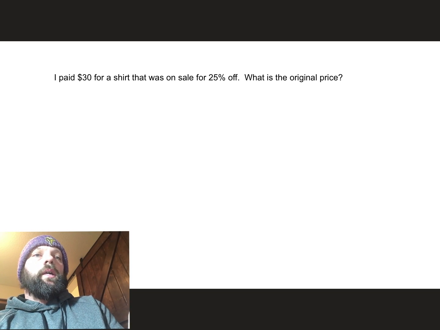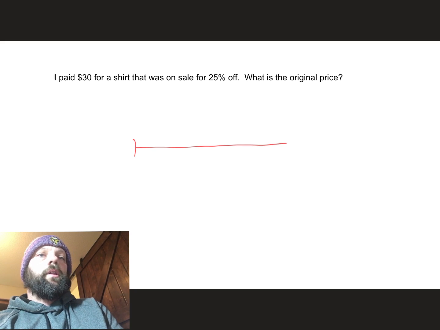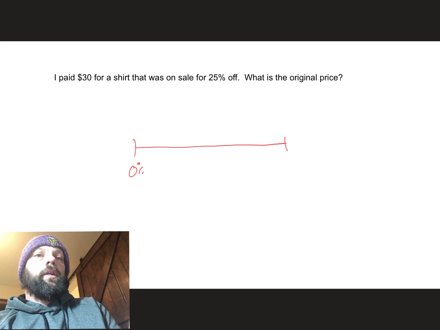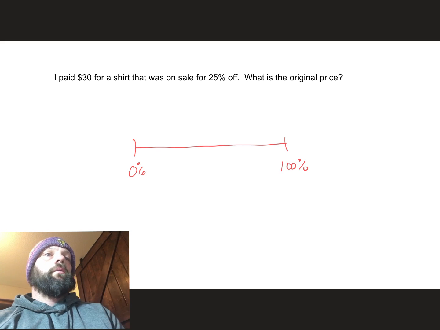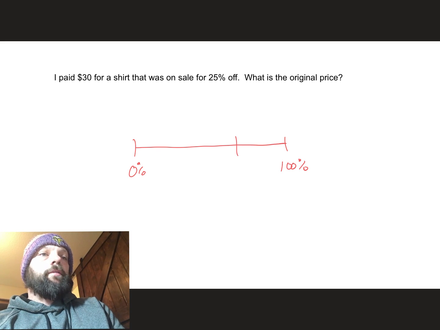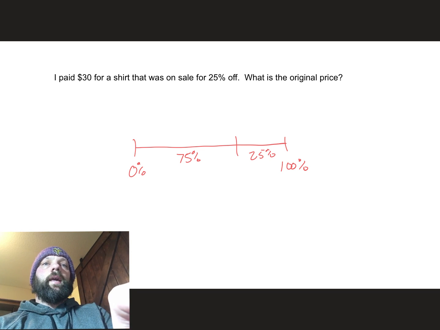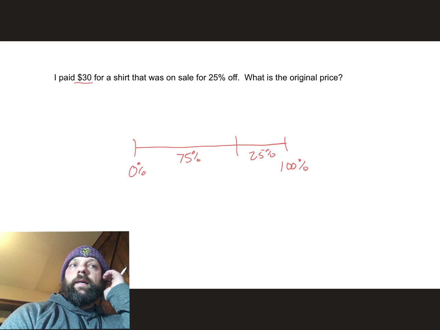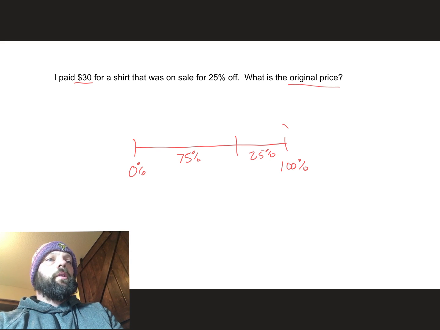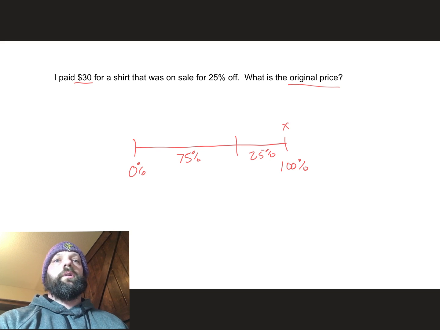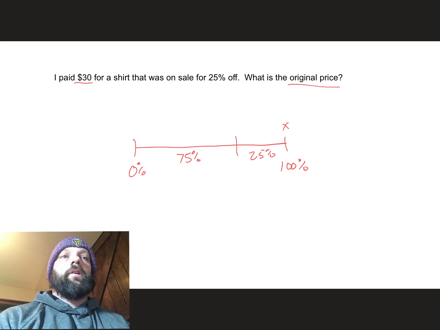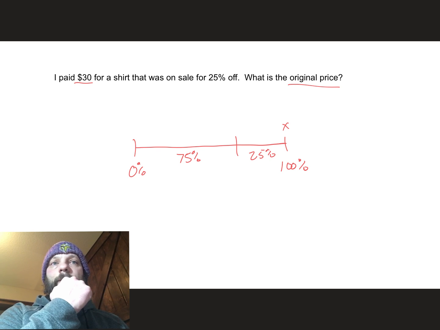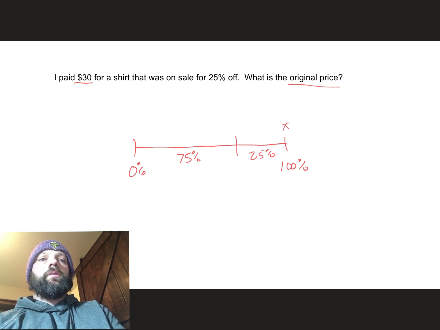Okay, so again, I'm going to draw my number line out here, and I have 0%, 100%. It was 25% off, so again we have our 25% here and 75% here. But then you paid $30 for the shirt, and we're looking for the original price. So we know that our original price is what is unknown. Therefore the $30, because that's what we paid, is 75% of what the total cost was. So the $30 is going to go right there.